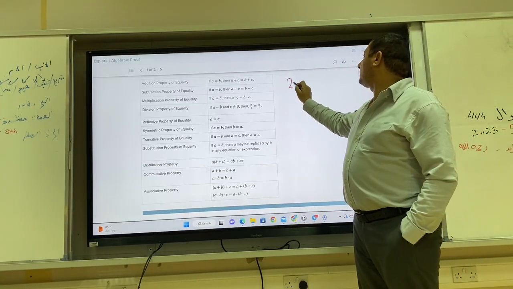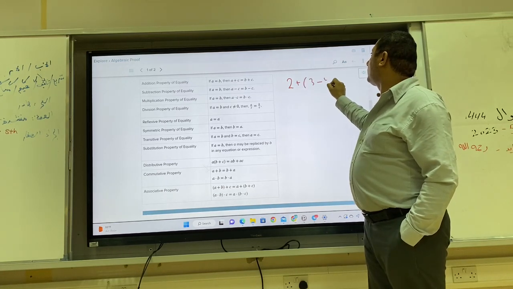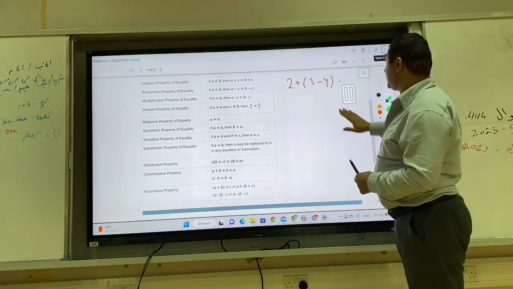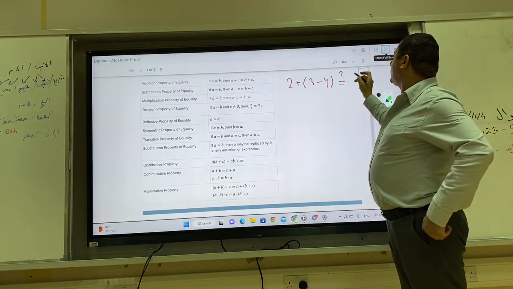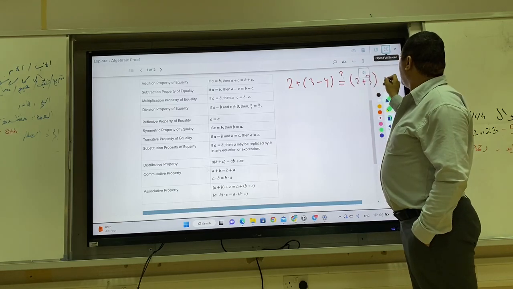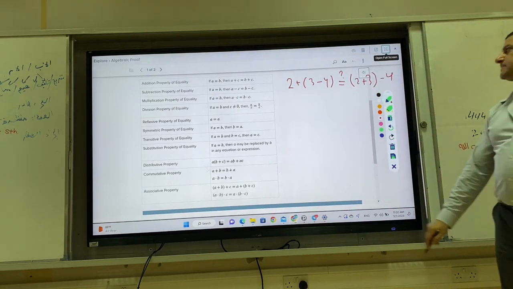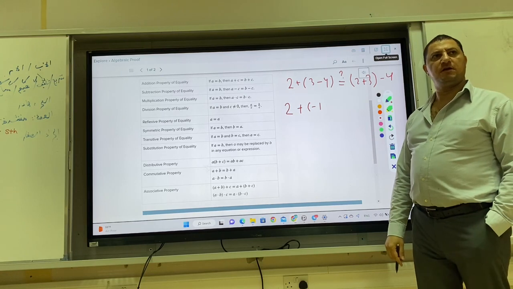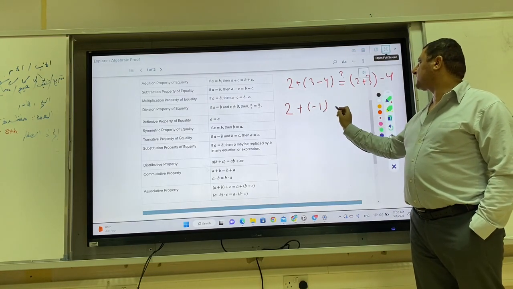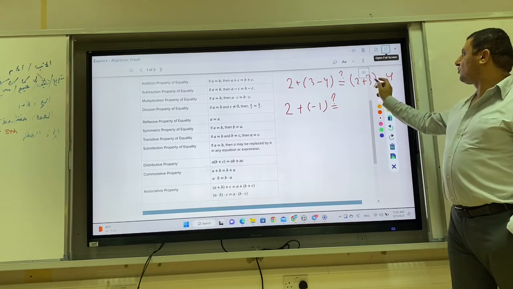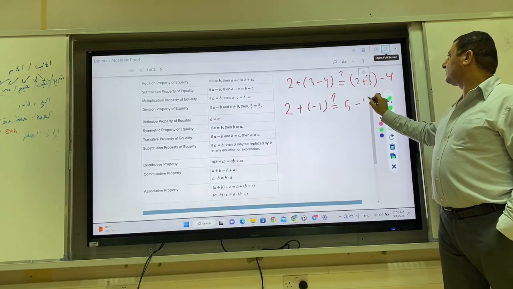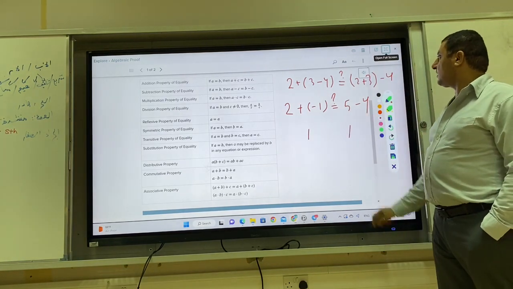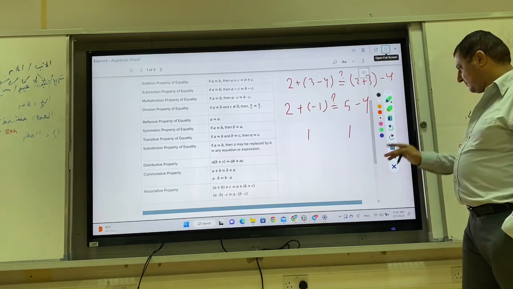So if I have 2 plus 3 minus 4, and here I have this, let's check if it's equal to 2 plus 3 minus 4 or not. Okay. 3 minus 4 is negative 1. Is it equal? 2 plus negative 1, that is 1. And 2 plus 3 is 5, minus 4, that's 1. Oh, just for luck. No, I will check again.